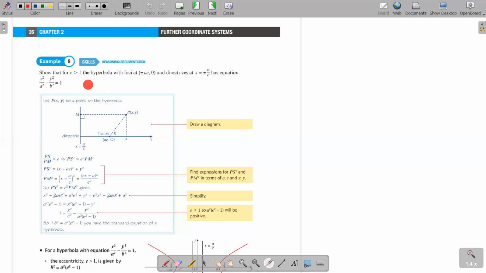Okay, so now your task is what? You need to prove that with these foci and with these directrices, you end up getting this equation. Okay, so you need to prove it. So let's get started.